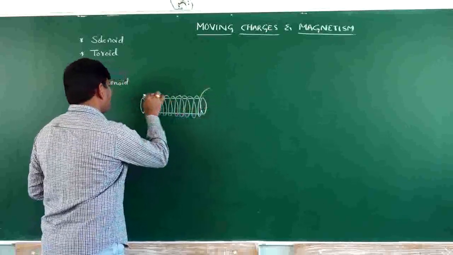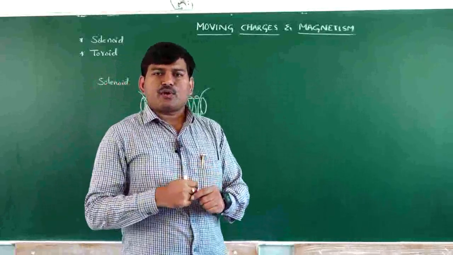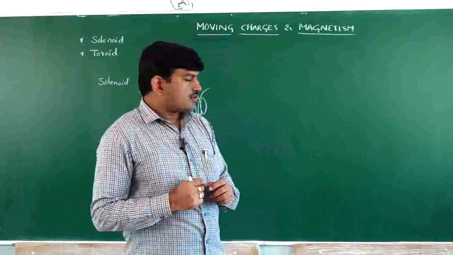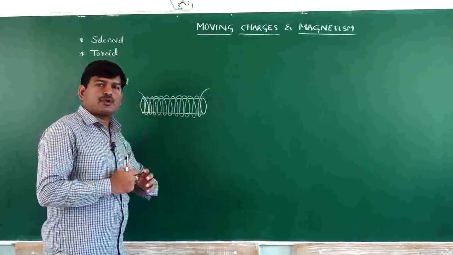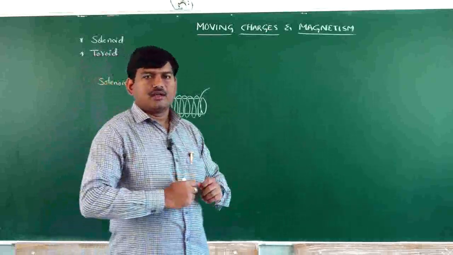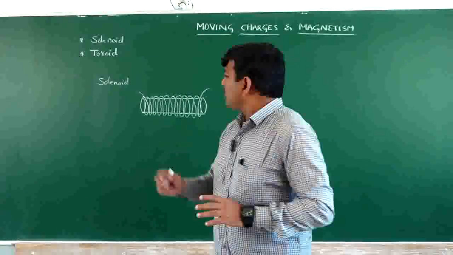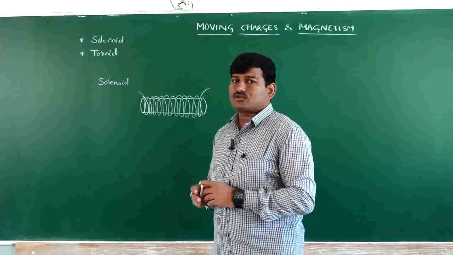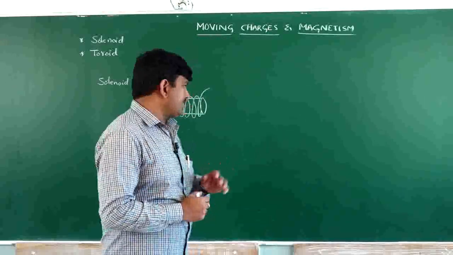So, what is a solenoid? It is nothing but an insulated copper wire which is wound over a hollow cylindrical material. Inside this solenoid we are going to get the uniform magnetic field. How we get this uniform magnetic field we will discuss here, based on the Ampere circuital law. We are going to calculate the magnetic field inside the solenoid.